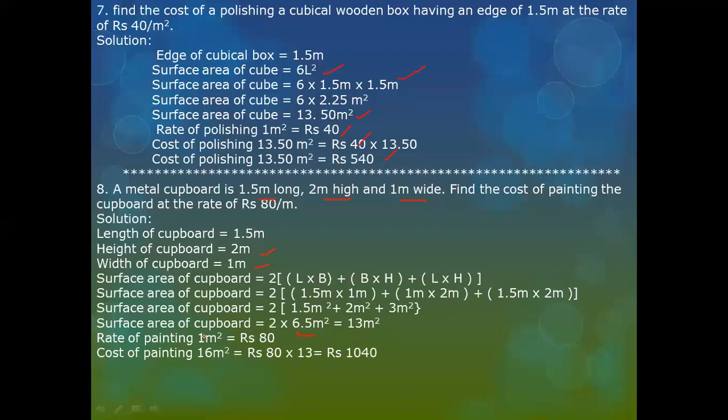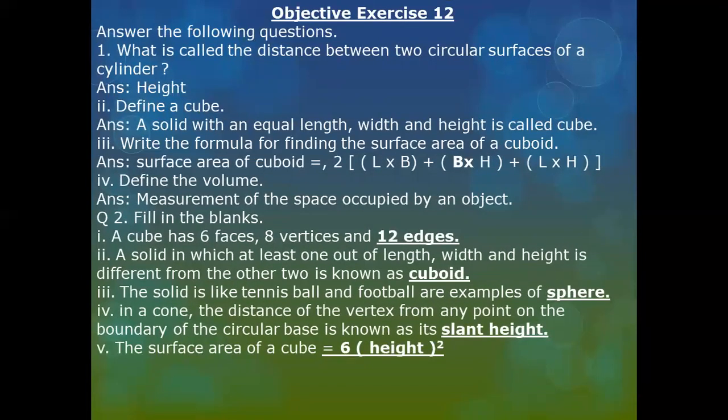Now let us start the objective exercise. In the objective exercise, we have certain questions that we have to do. Question number 1. What is called the distance between the two circular surfaces of the cylinder? Its answer, I have written only the answer here: height. Define a cube: whose length, width, and height are equal. That is called the cube. Write the formula for finding the surface area of the cuboid. It is equal to 2 times length multiplied by breadth, breadth multiplied by height, and length multiplied by height.